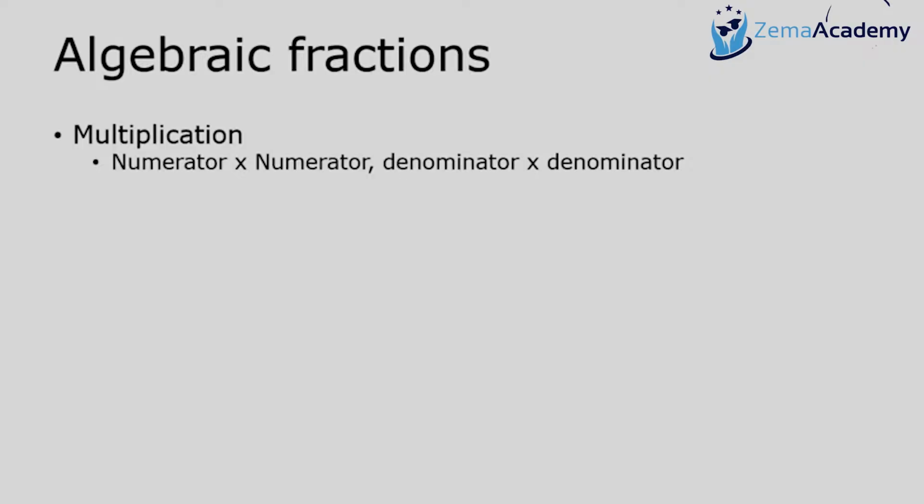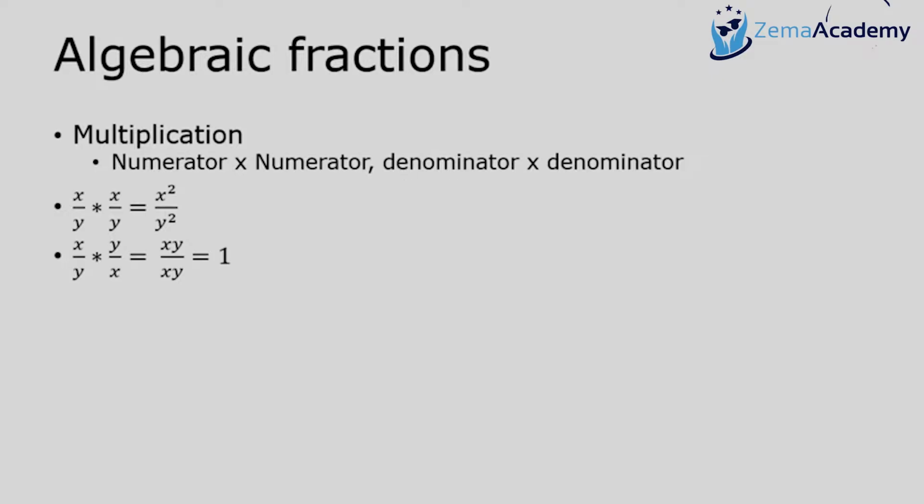Now, multiplication. Again, in this case, what we do is we multiply the numerator by the numerator and the denominator by the denominator. This is actually the easiest, I think, operation with fractions. So, for example, here, if I want to multiply x over y by x over y, I just multiply the two together. X times x on the top gives me x squared, y times y on the bottom gives me y squared. So my final fraction is x squared over y squared.